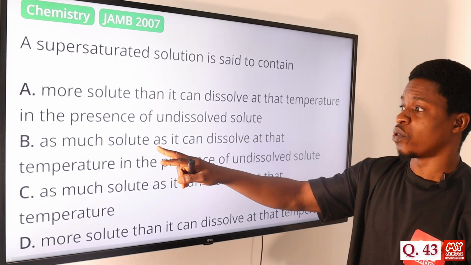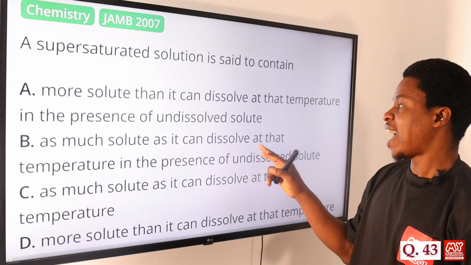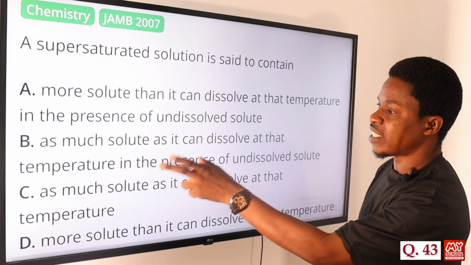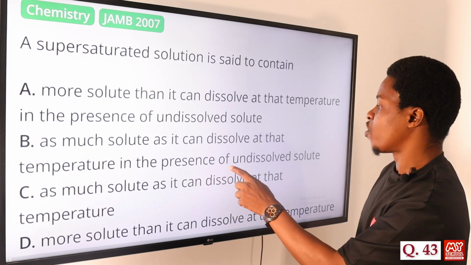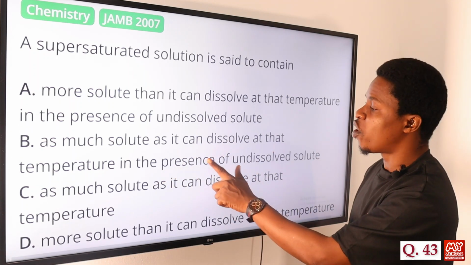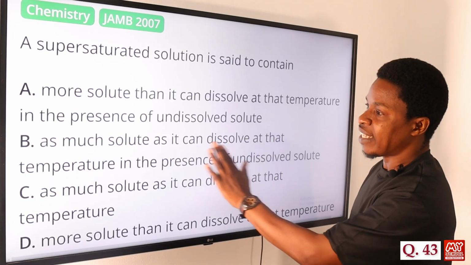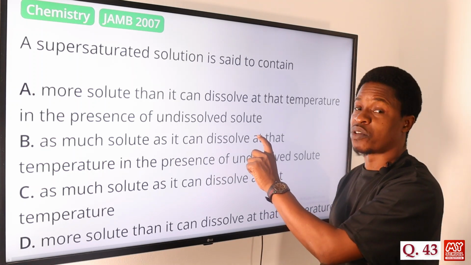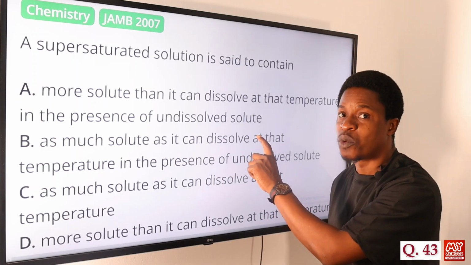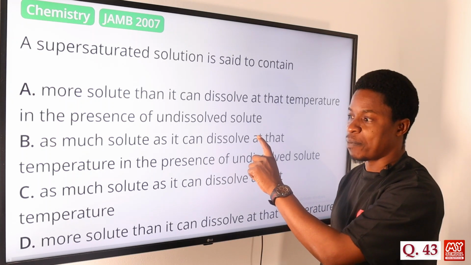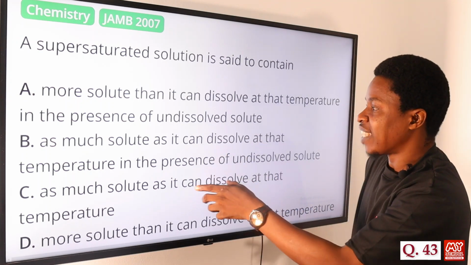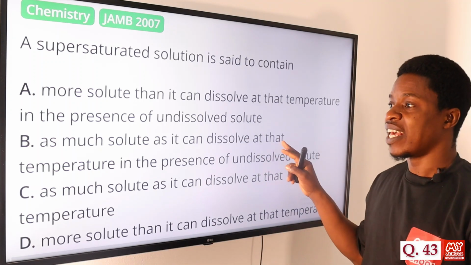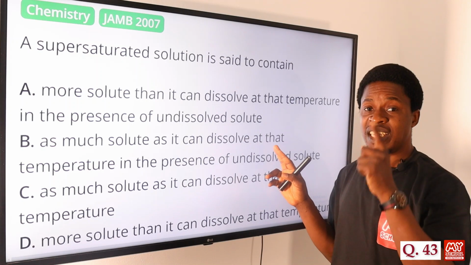Option B says as much solute as it can dissolve at that temperature in the presence of undissolved solute, so this is eliminated. If we have undissolved solutes there, and it can take as much solute as it can dissolve at that temperature, this is showing that it is a saturated solution. This is saturated because it still has as much solute as it can dissolve in the presence of undissolved solute. So option B is talking about a saturated solution.